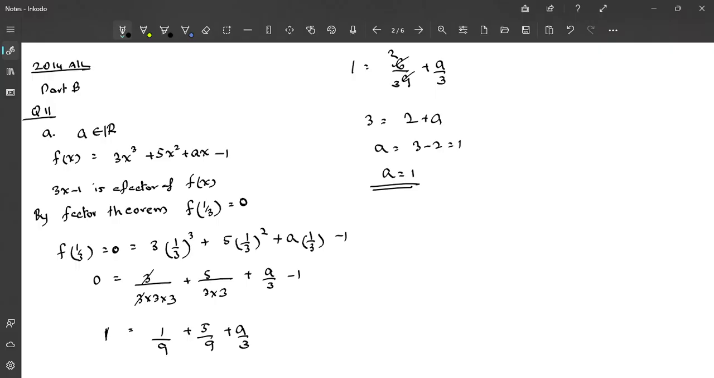Then they are asking to express f(x) in the form (3x minus 1)(x plus k) squared. So you know the new f(x) is actually, wherever you have a, you can put 1: 3x to the power 3 plus 5x to the power 2 plus x minus 1. Okay. Now normally to find this, you have to divide this f(x) by 3x minus 1, then you can find the other factor. Now normally you can use any method you want, which is long division, or else you can use the comparing coefficient method.